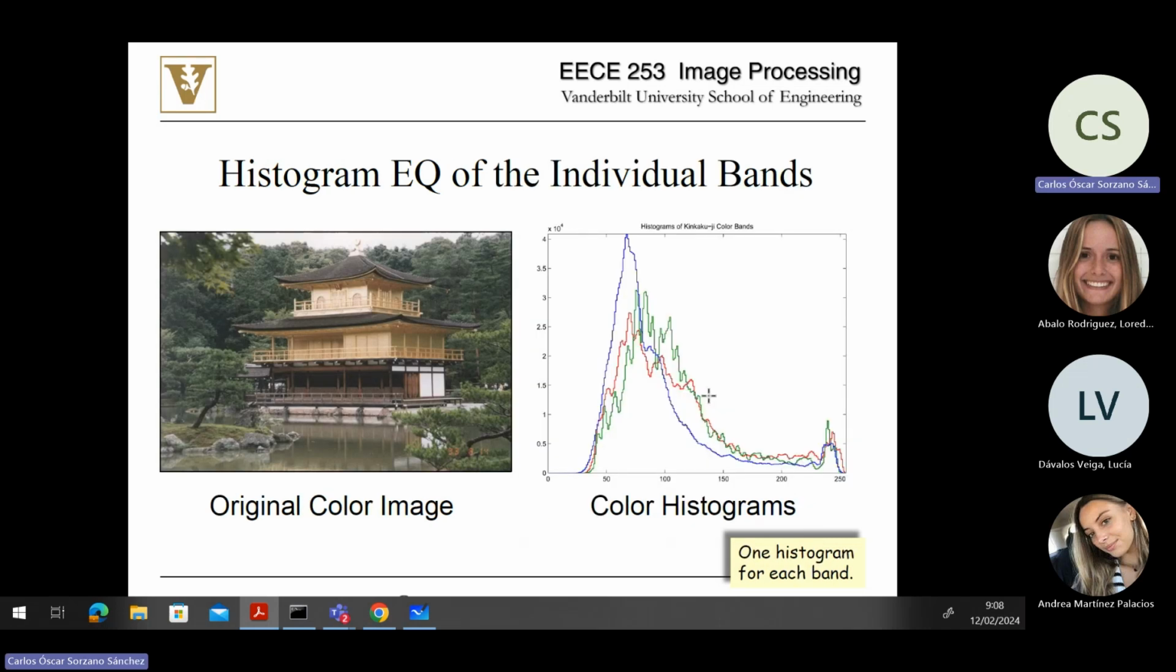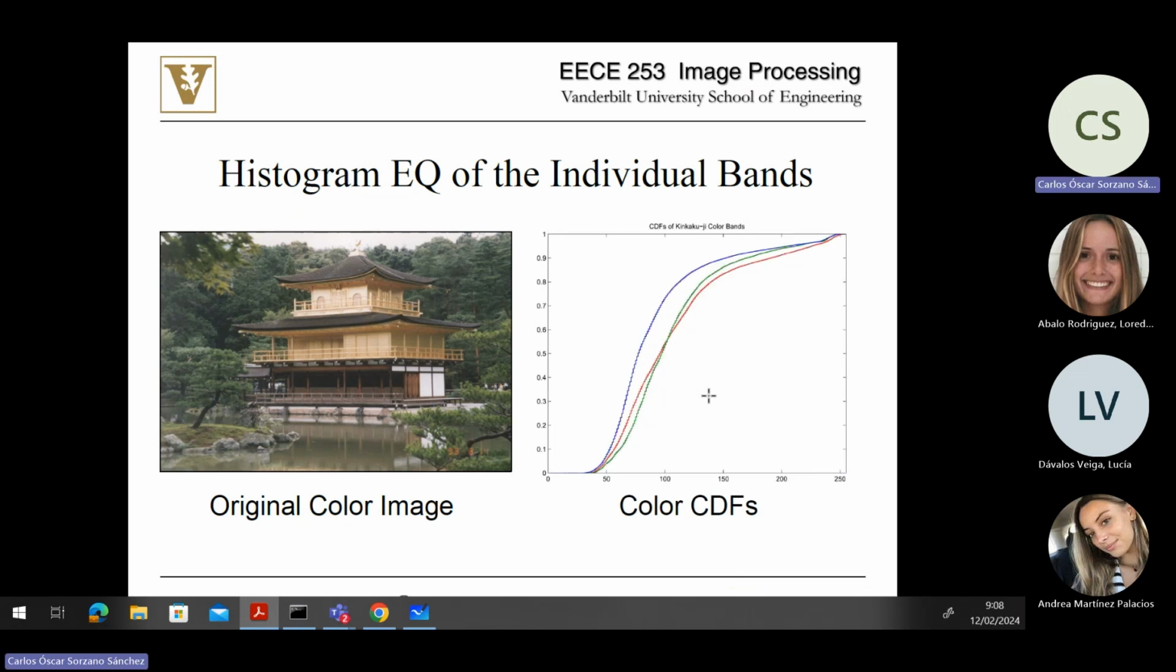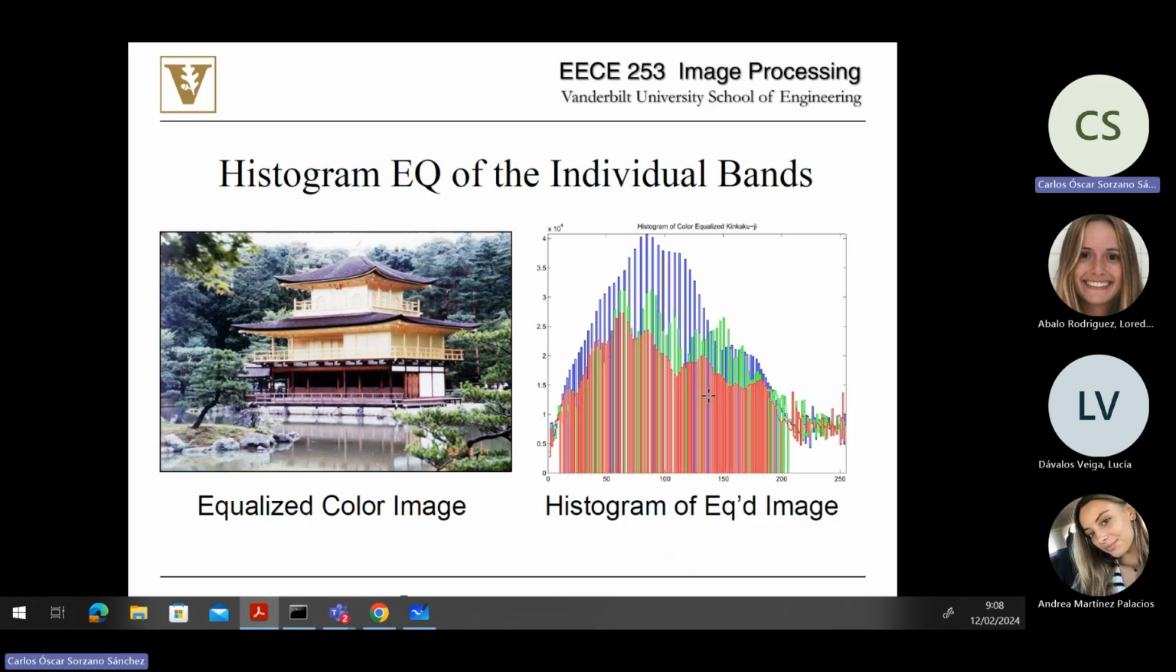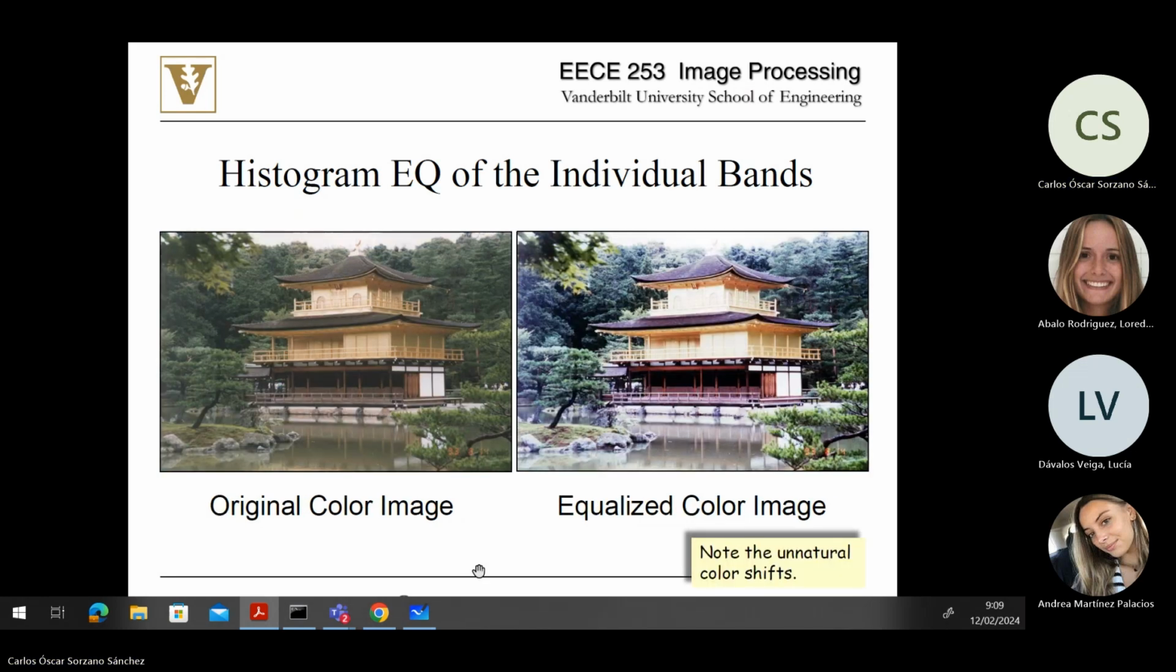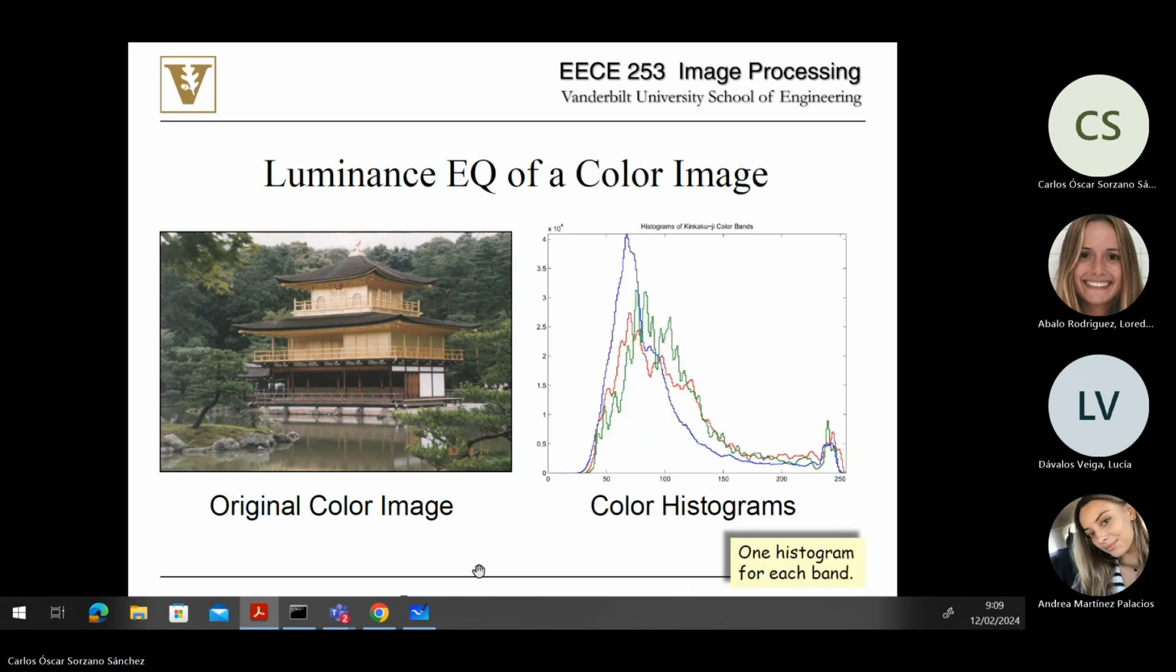Okay, so we can do the same with colors. You have a color image, and then you compute the 3 histograms, and now you compute the 3 CDFs, and you convert them into lookup tables, and then you can equalize the 3 channels independently, and this is the result. And now even the colors are a little bit unnatural. So we have a comparison of the two.